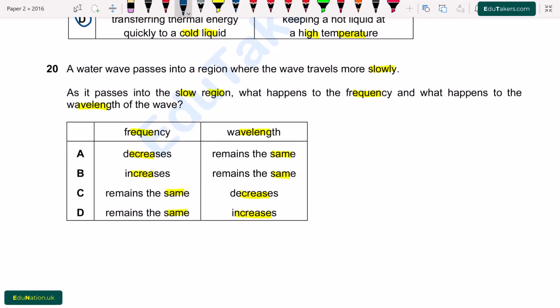So as the wave passes through the region where the wave travels more slowly, frequency remains the same. According to v equals f lambda, when frequency remains the same and the wave is in a region where it travels slower, it means that its speed is low. When speed is small, then the wavelength will be small. It means that when a water wave passes into the region where the wave travels more slowly, the wavelength will decrease but the frequency remains the same. From here, option C is correct.